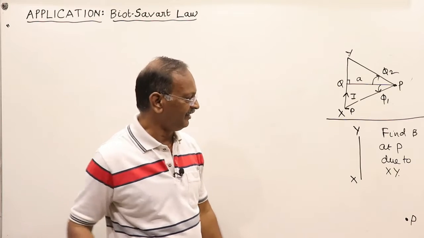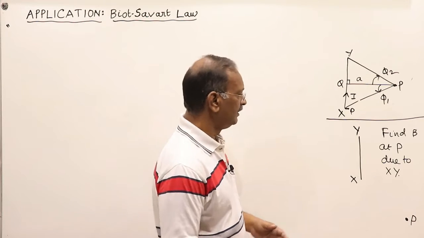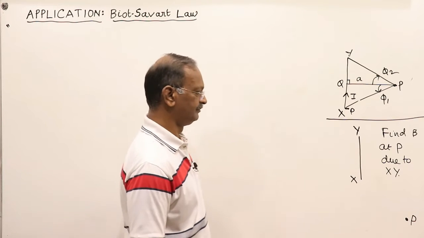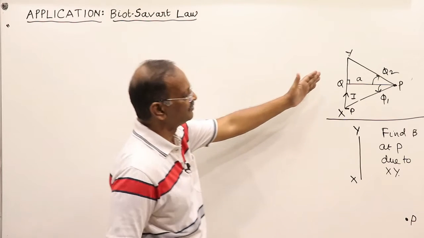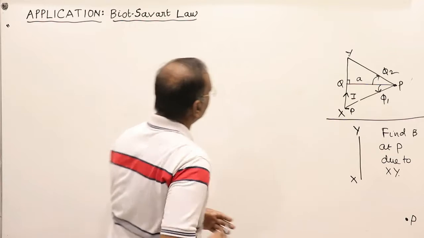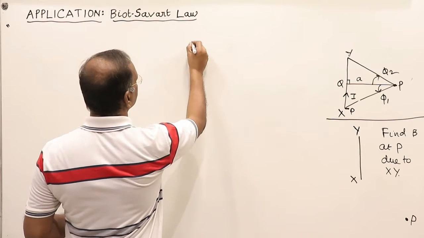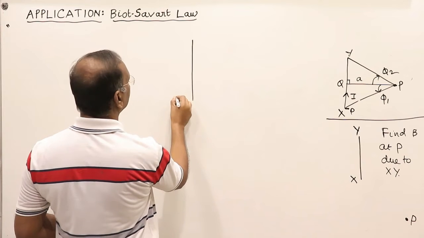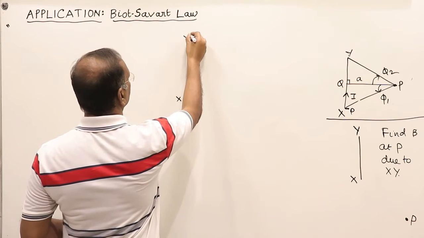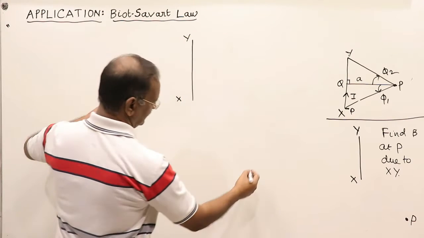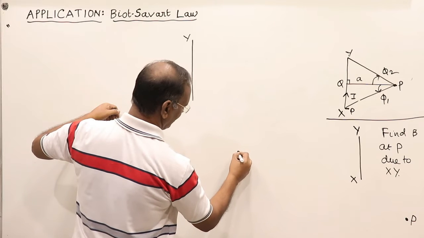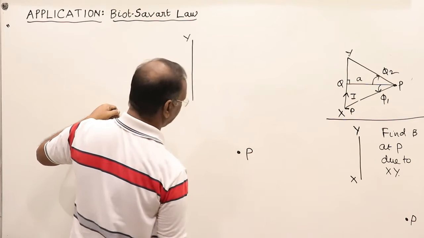Find the magnetic field at P due to the current flowing through this line segment XY. With reference to this diagram we can draw it. You can see this is the line segment. We will draw it in a bigger way, and it is not up to the scale. So this point P is here.